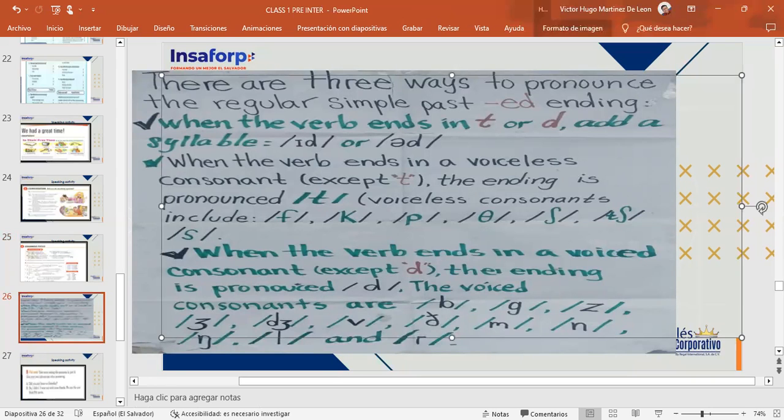Okay, my friends, so here we have the three ways to pronounce the regular simple past ED endings. When the verbs end in T or D, the ending is pronounced as a syllable, ID or IT. Okay. Well, I'm going to explain one by one. Así vamos a ir. Una por una voy a explicar.